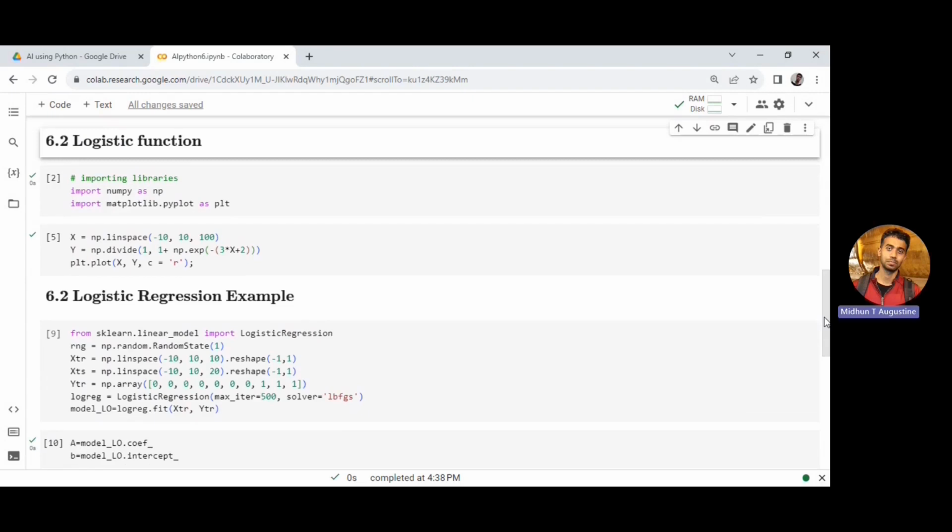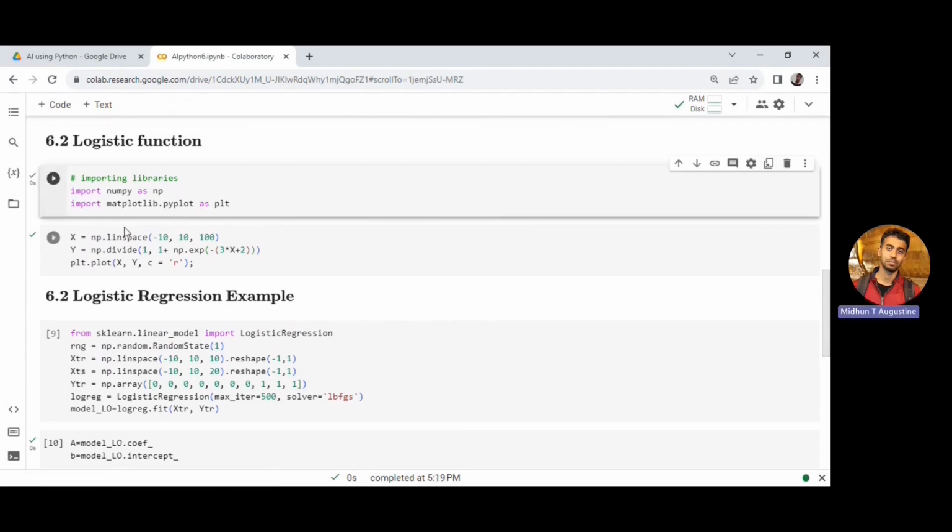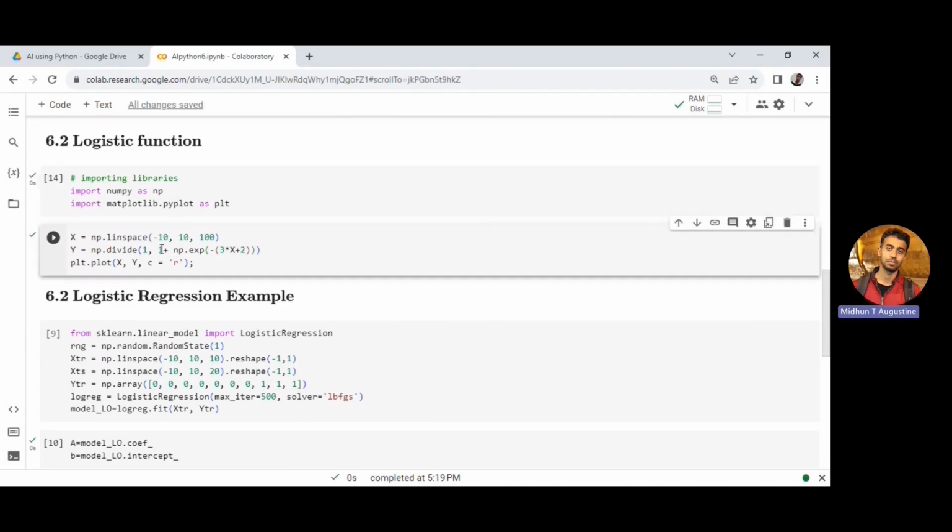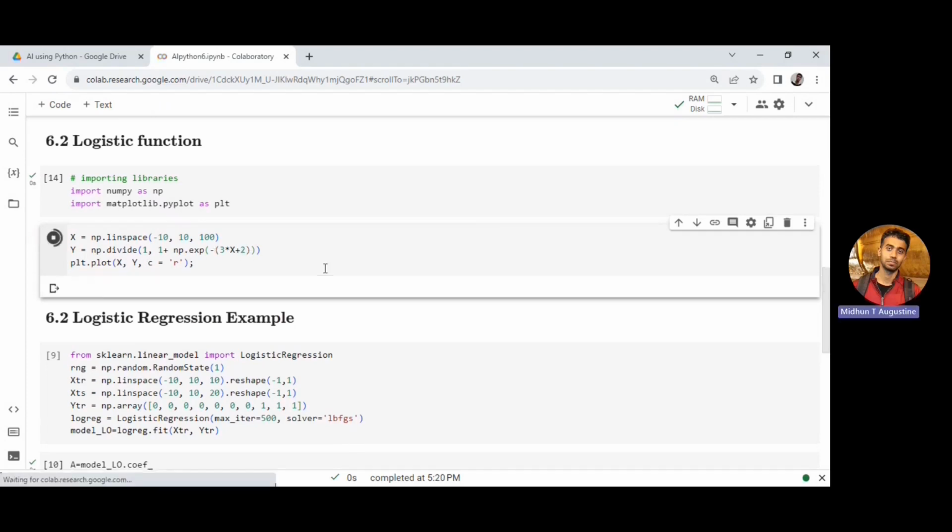Next, we can visualize the logistic function in Python. For that, first we import the libraries. Here we'll be using the NumPy and Matplotlib libraries. We define the input as 100 equally spaced data points between minus 10 and 10, for which the output is defined as 1 by 1 plus e raised to minus (3x plus 2). So here a is chosen as 3 and b is chosen as 2. Then we plot x versus y, and we can see that the plot looks like this.